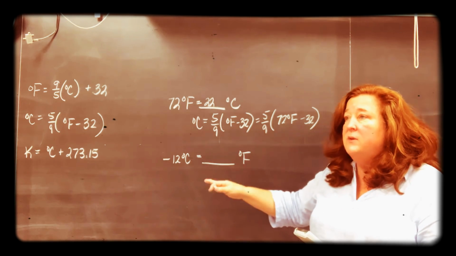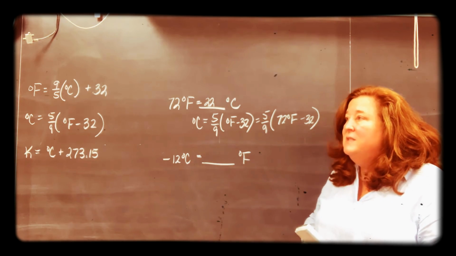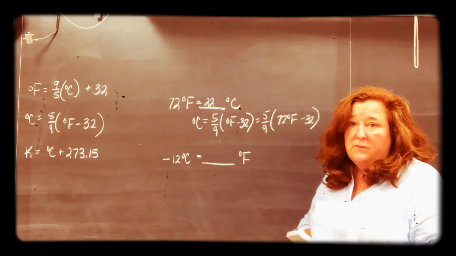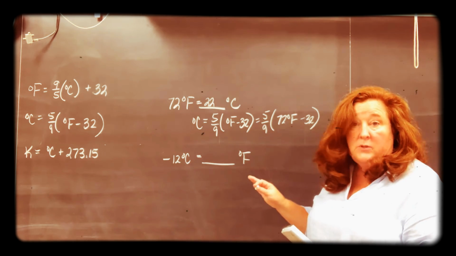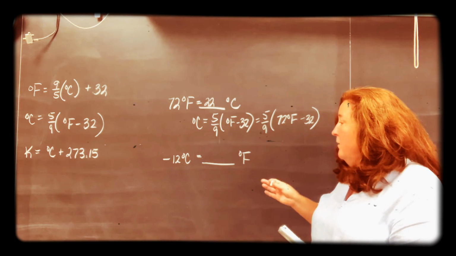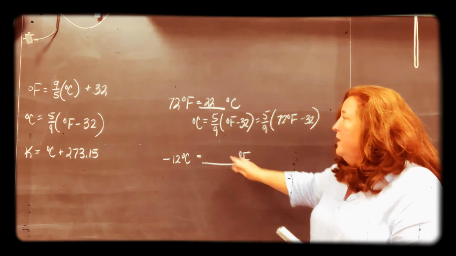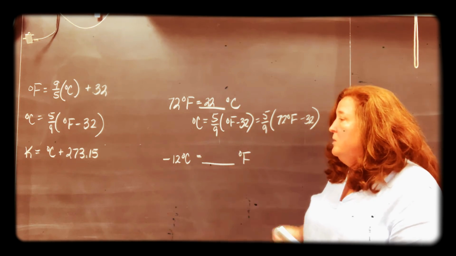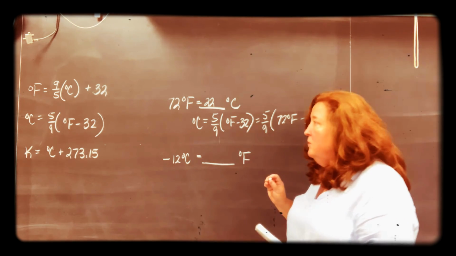Now if you want to change from Celsius to Fahrenheit, you're going to have to use a different equation. I made this one slightly more difficult by putting a negative temperature. You can have negative temperatures for Fahrenheit and Celsius, but you can't for Kelvin. But I want to change to Fahrenheit, so I'm going to use the first equation, which is the one that you use to change from Celsius to Fahrenheit.